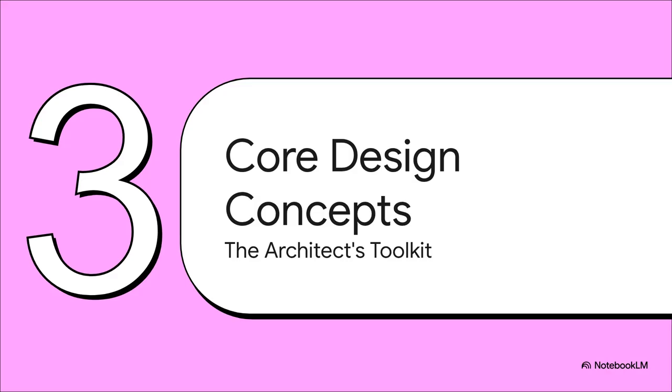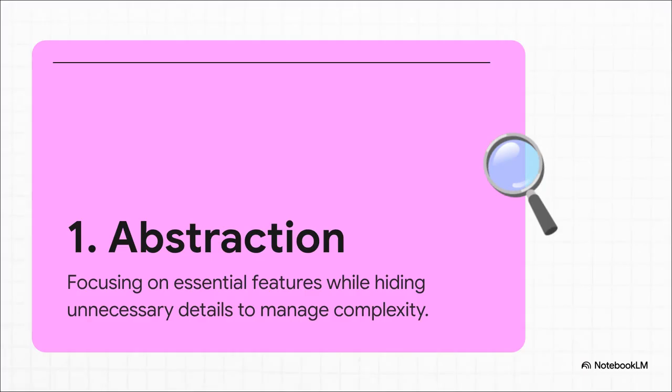Okay, so how do we actually make good design decisions? Well, it turns out there's a powerful toolkit of core concepts we can use. And really, understanding these ideas is what separates a fragile system that breaks all the time from one that's robust and can scale. First up, we have abstraction. This is your secret weapon for fighting complexity. It is literally the art of focusing only on what's essential right now, while hiding all the nitty-gritty details until you actually need to deal with them.